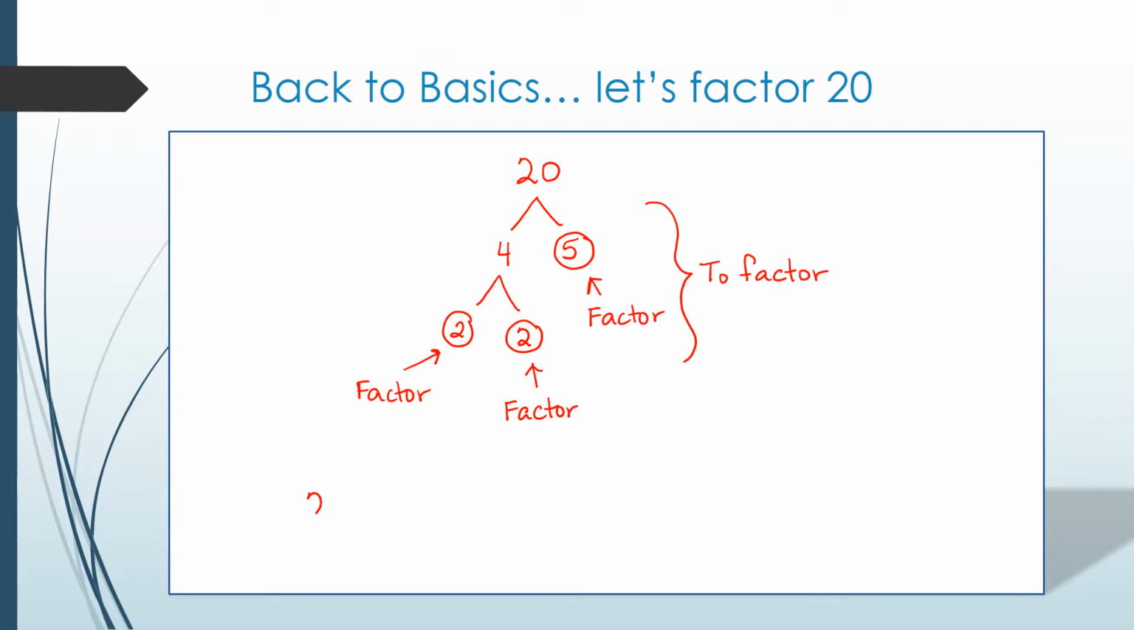Now, I could represent 20 as 2 times 2 times 5. And when it's written in that form, that is known as a factorization. Hopefully that makes a little more sense.